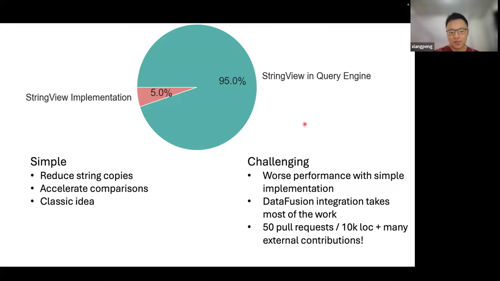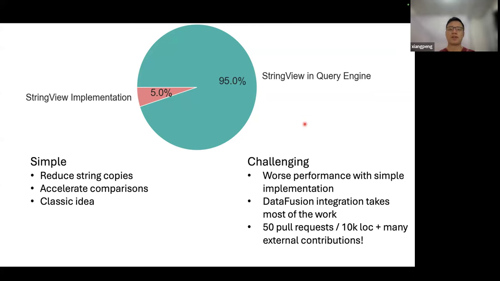And the string view itself is pretty simple. It reduces some of the string copies, and it has accelerated comparisons. The idea is not new. A lot of short string optimizations have done this before, and it's a very classic idea in databases and in the larger data processing community. And it's actually simple, because implementing string view is only 5% of the total work. The most challenging part of the work is integrating StringView into DataFusion, the query engine, to make StringView efficient in query semantics.